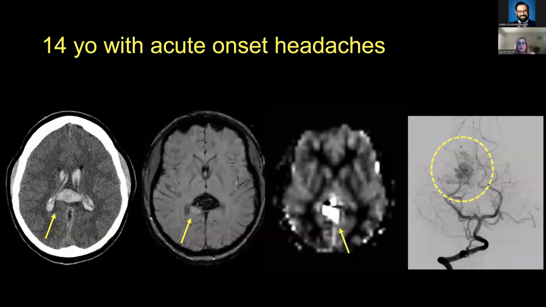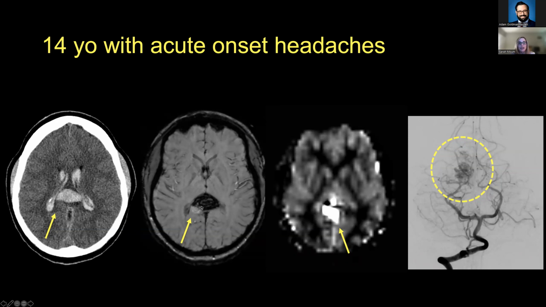This is a 14-year-old who presented with acute onset headaches. The CT image at screen left shows acute intraparenchymal hematoma in the splenium of the corpus callosum, with blood casting the lateral ventricles. It's helpful to note that the intraparenchymal hemorrhage in the corpus callosum is very unusual and not something that we commonly see.